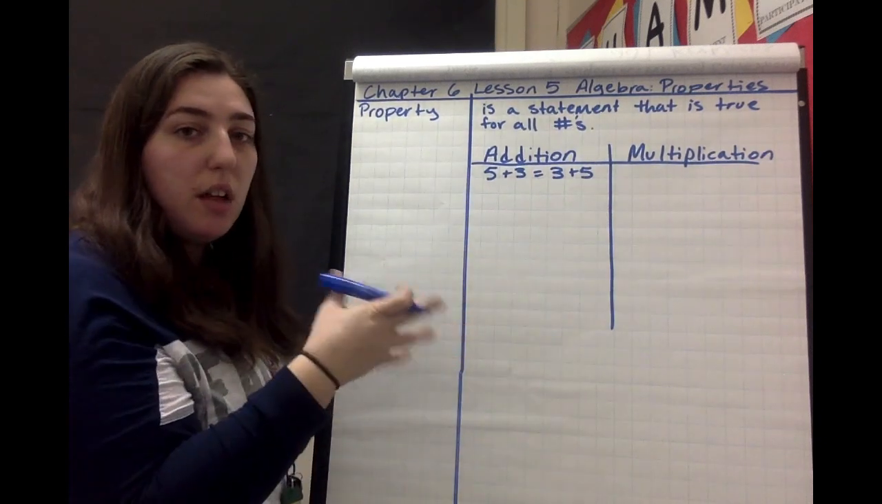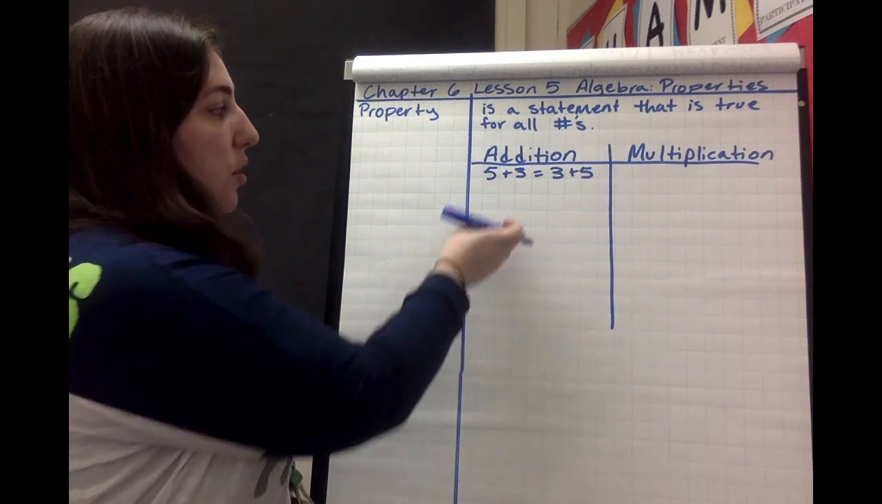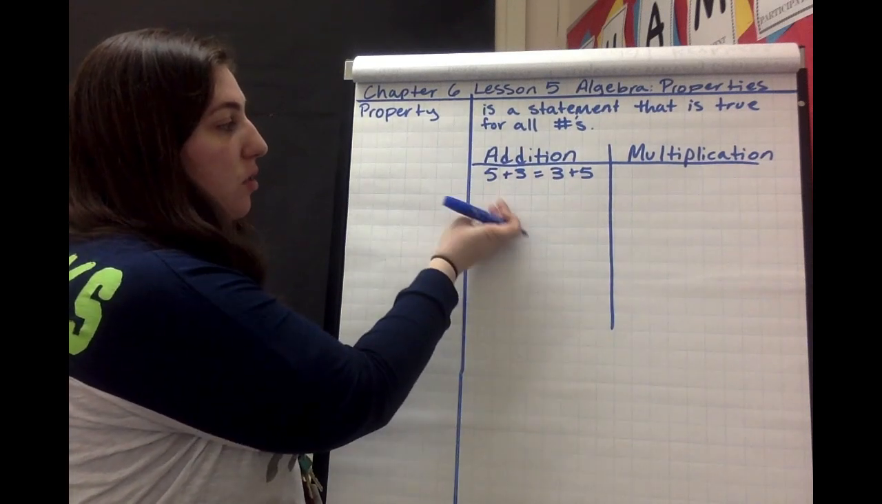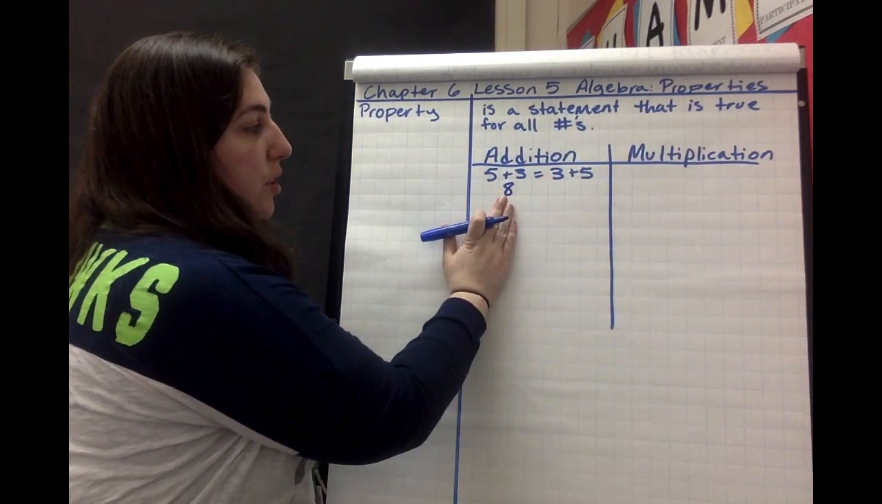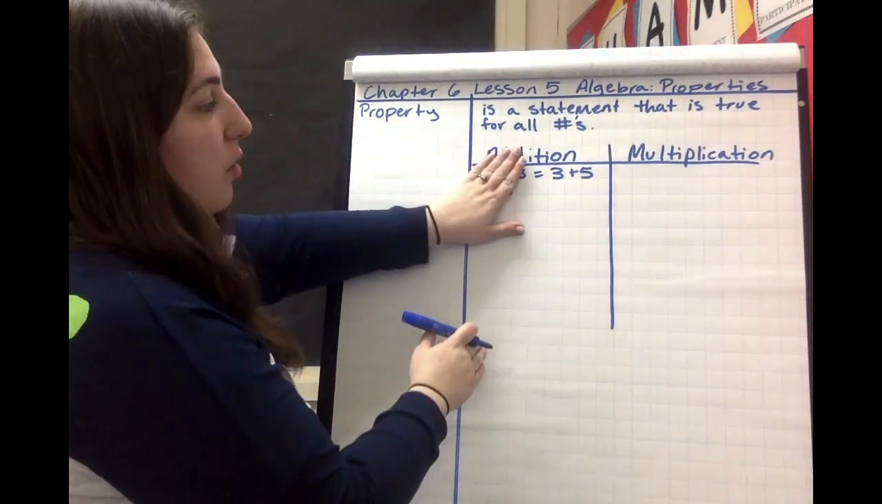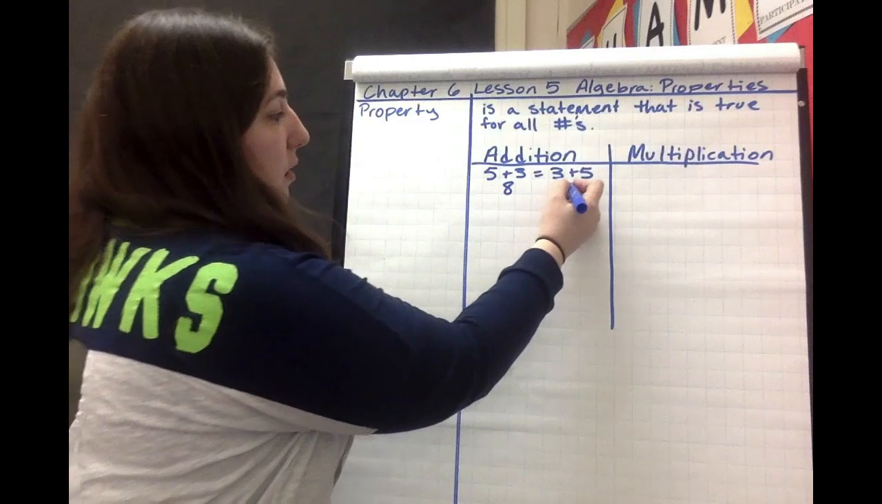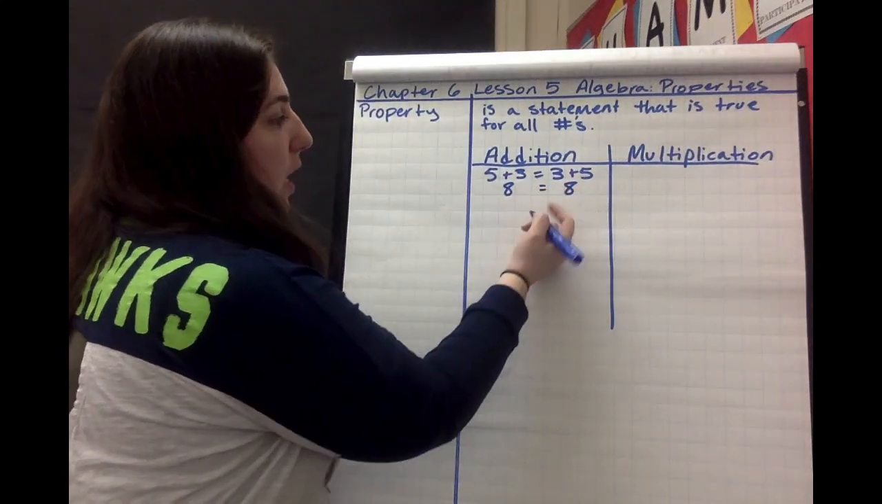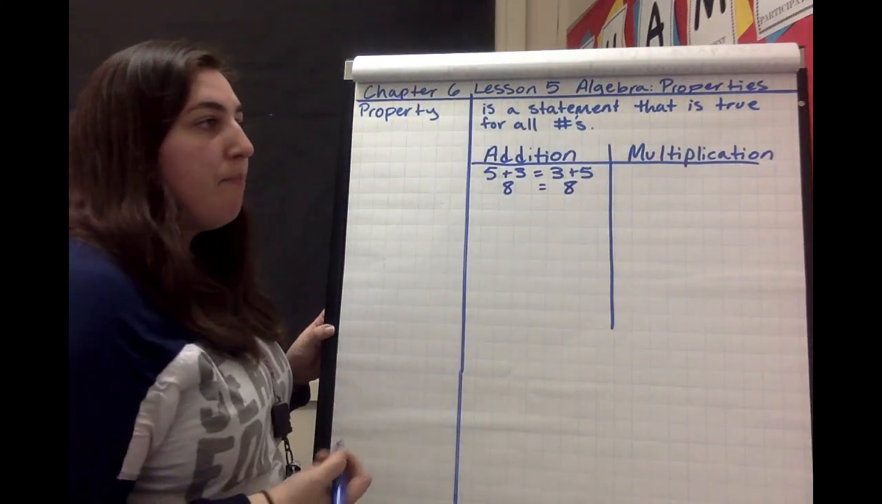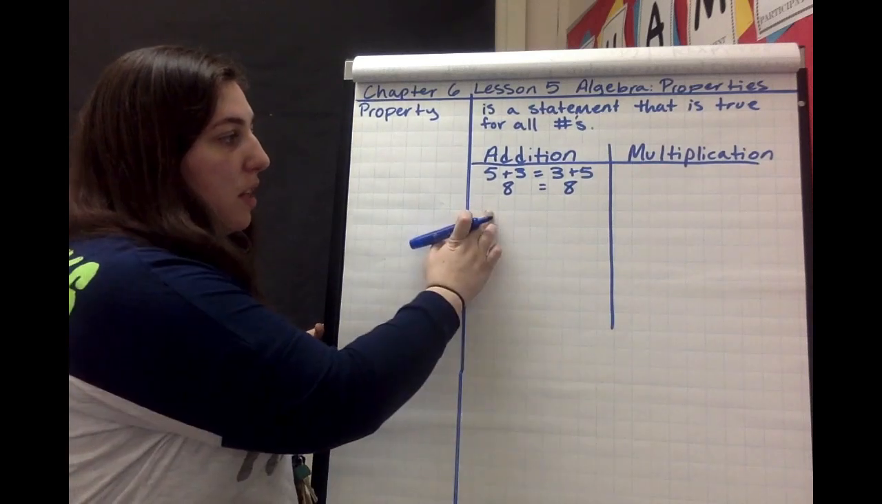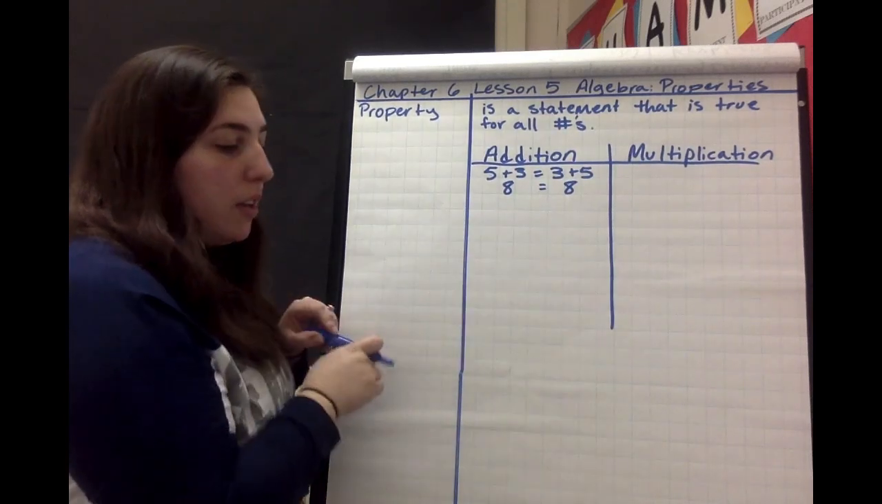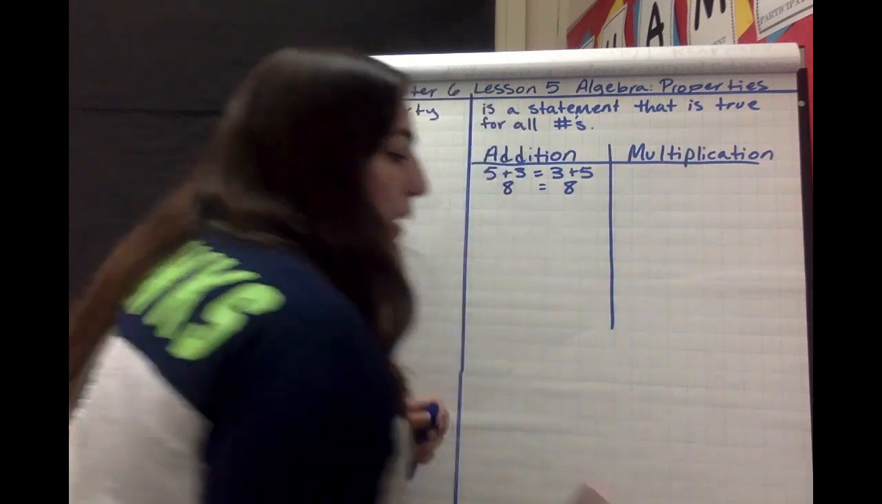If you're still unsure if it's the same thing, we can try solving it. 5 plus 3 is 8. We're going to ignore this side and solve that side. Now we're going to ignore this side and solve this side. 3 plus 5 is 8. So we come up with the same answer. This tells us that they are equivalent. So we have equivalent expressions.